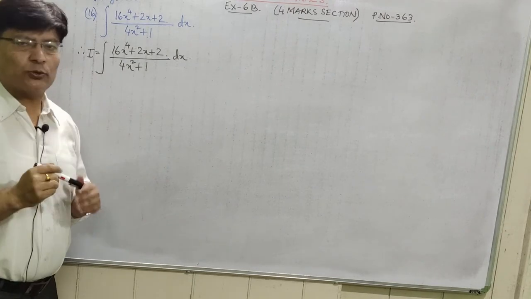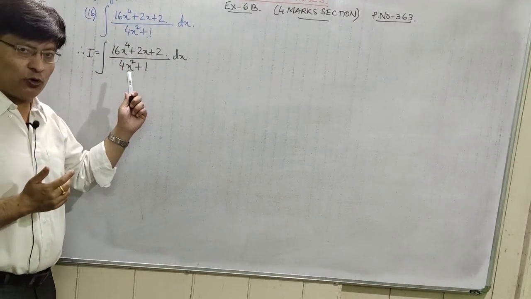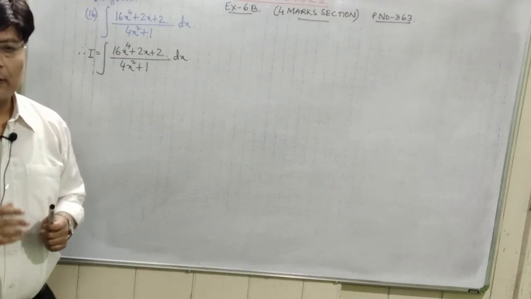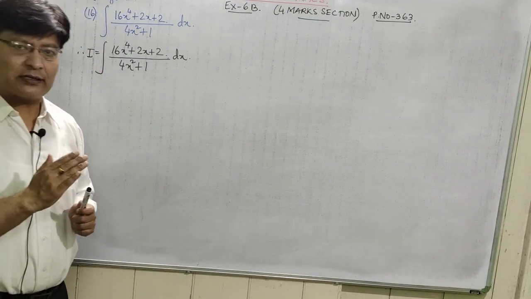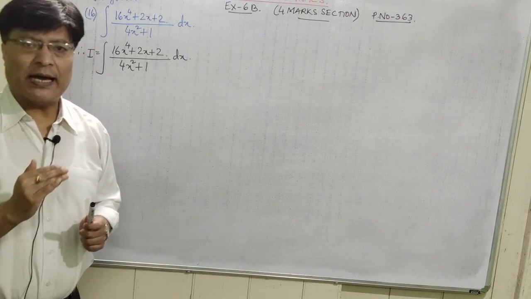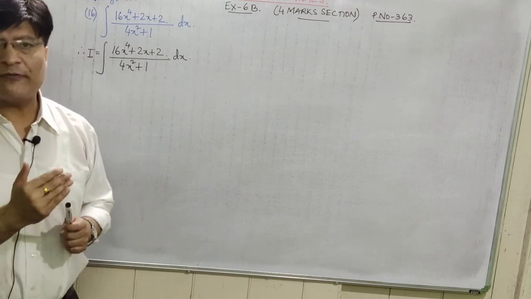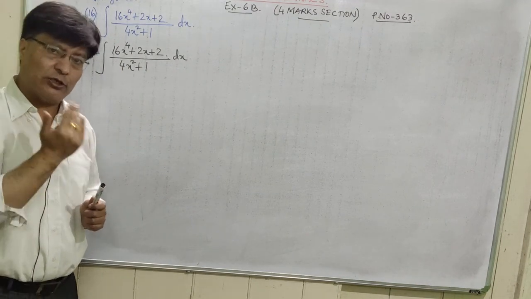Now in this case we see that the highest power of x in the numerator is 4 and the highest power of x in the denominator is 2. So in this case the highest power of x in the numerator is greater than the highest power of x in the denominator. So if the highest power of x in the numerator is greater than the highest power of x in the denominator, then you have to divide the numerator by the denominator.